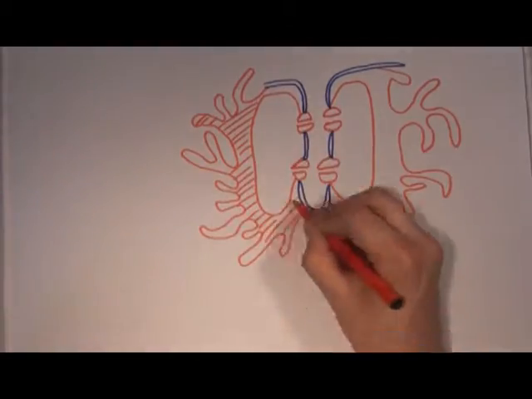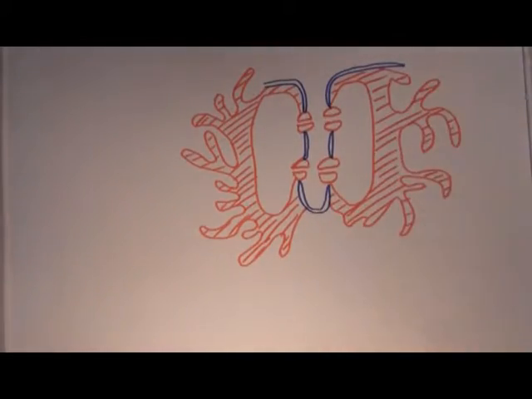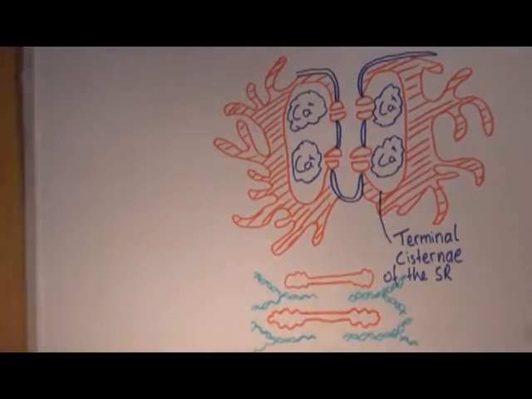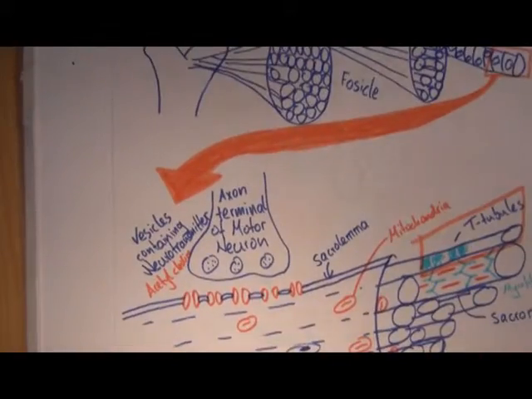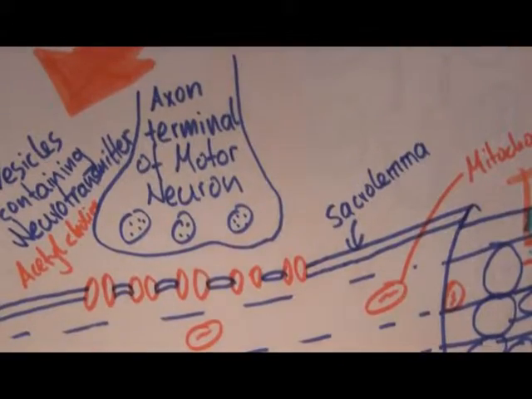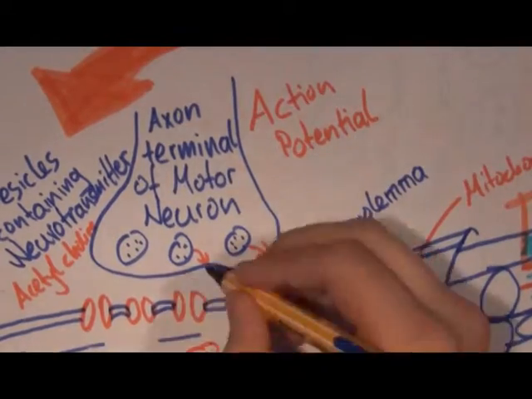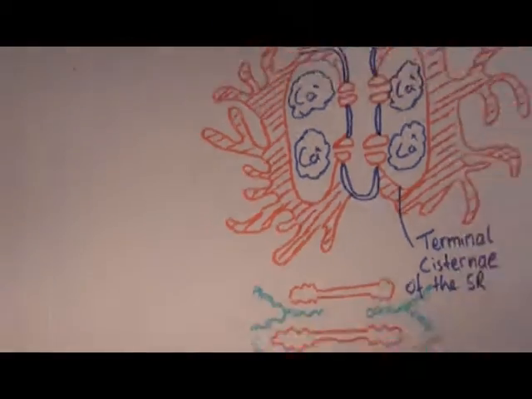Part of the sarcoplasmic reticulum is a terminal cisternae, in which calcium ions lie. These calcium ions can only pass through voltage-gated calcium channels in the T-tubule. However, these channels need to be activated first. This is where the motor neuron comes into play again. When an action potential is passed down the neuron, the vesicles, which contain the acetylcholine, release the neurotransmitter.